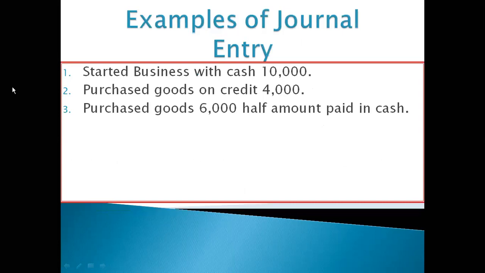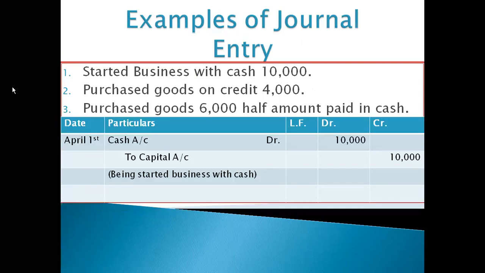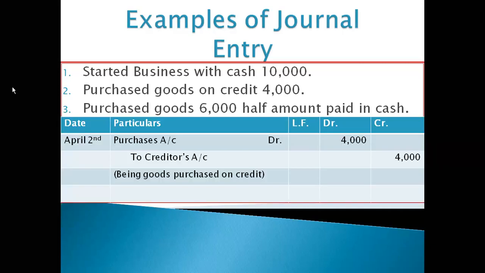Next is examples of journal entry. First, started business with cash rupees 10,000. So the entry would be here the date April 1st, particulars cash account debit to capital account, and here's the narration being started business with cash. Ledger folio is empty for the time being, and debit 10,000 and credit 10,000.